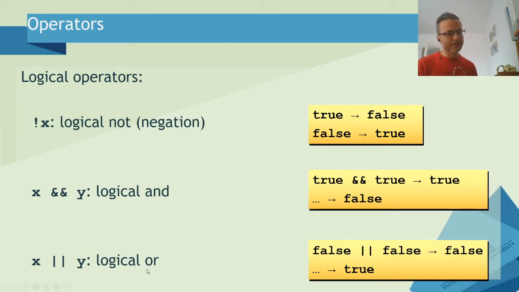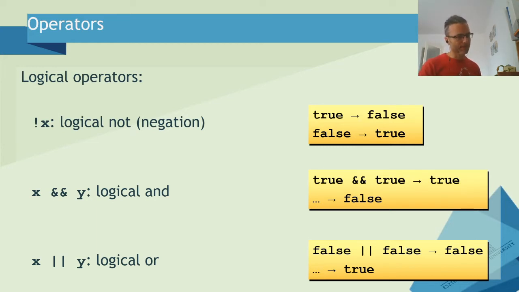Okay, logical OR is the other way around. It is true if any of the two conditions is true. It becomes false only if both conditions are false. So this is how they work.